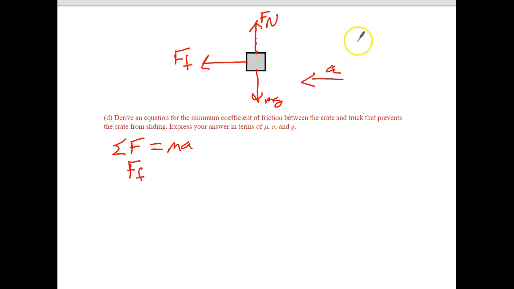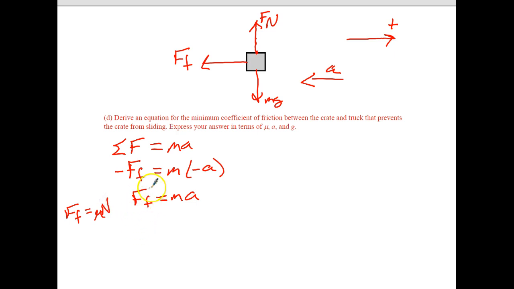So let's go ahead, and I know that everything is going to the right, so we'll make that positive. So this is going to be negative F_f is equal to m times negative a. But notice the negatives go away, and we're just left with F_f is equal to ma. Remember our force of friction, just as a side note here, is equal to mu times the normal force. So we're going to substitute that in here. So this is mu times the normal force, and that's equal to m times a.